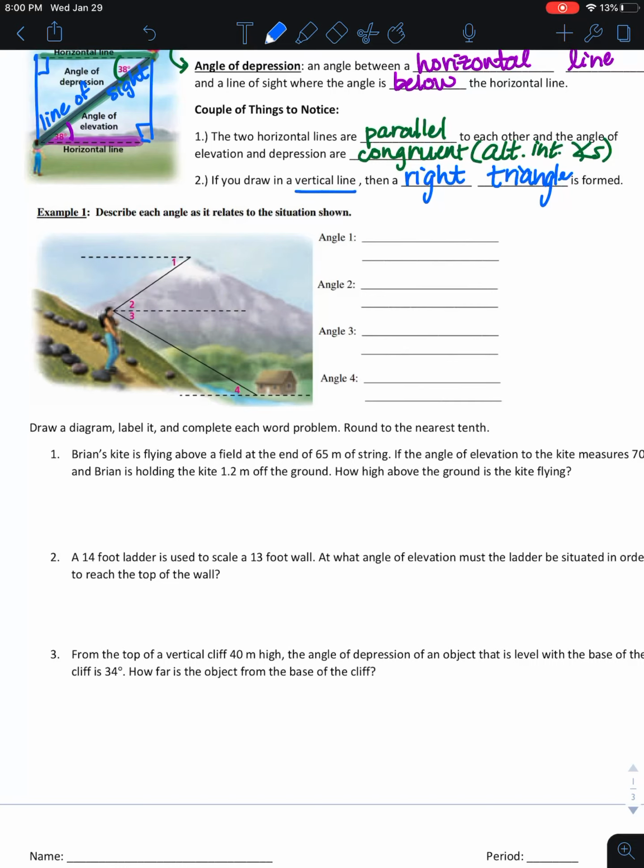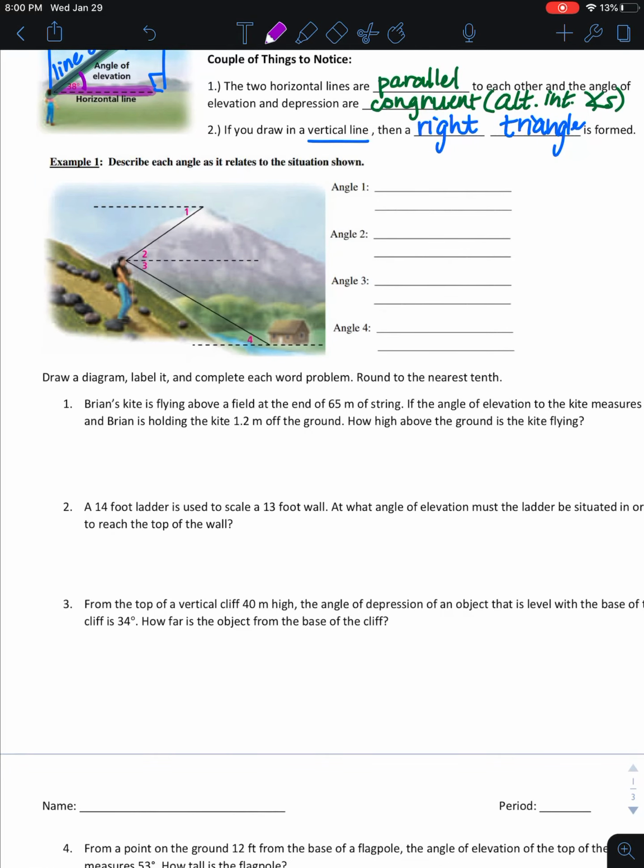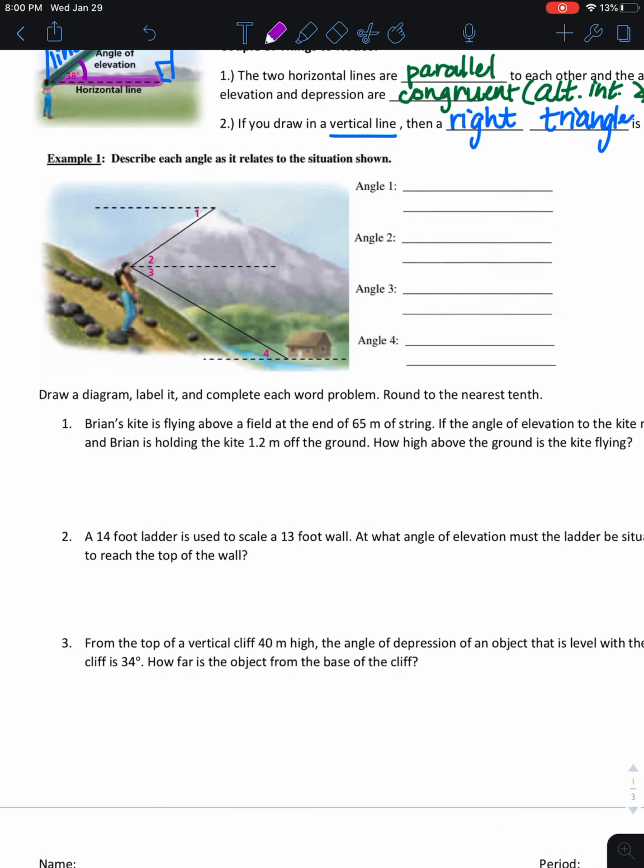It says, describe each angle as it relates to the situation shown. Excuse me. It's late. Okay.